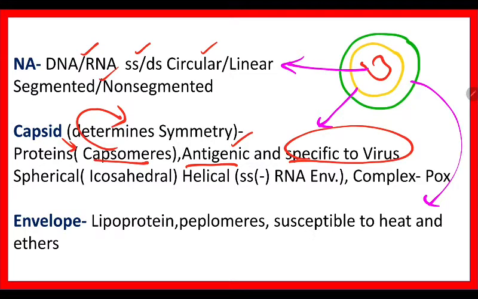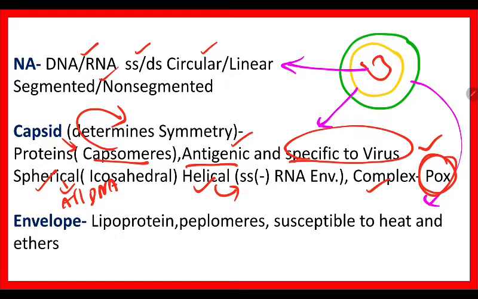Based on the symmetry, the viruses are classified under spherical, helical, and complex. Guys, spherical virus example: all DNA viruses are spherical except pox virus, which is of complex symmetry. Coming to helical viruses, they are basically flexible viruses, and examples are single stranded negative sense RNA enveloped viruses, which are helical viruses with helical symmetry.